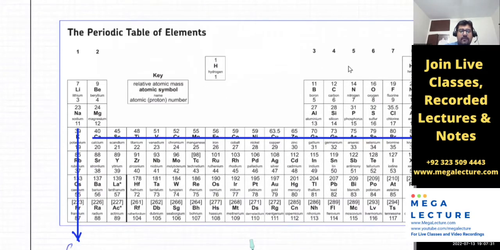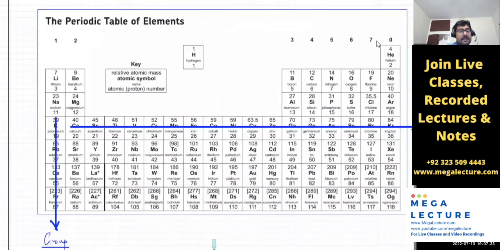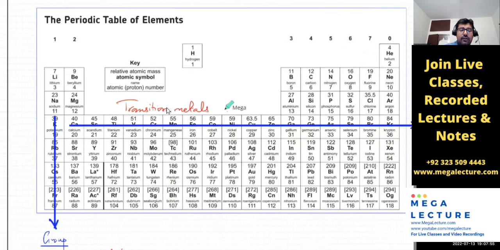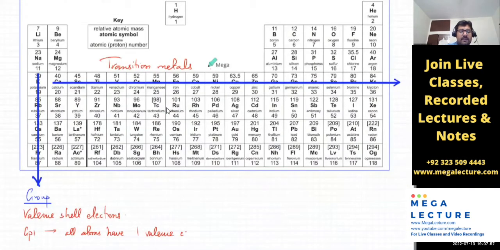That's 1, 2, 3, 4, 5, 6, 7, and the last one is 0. That's a noble gas. That's also a group. The middle part is your transition metals. The proper word is D block elements, but those are your transition metals. So the group number gives you the number of electrons in the valence shell.